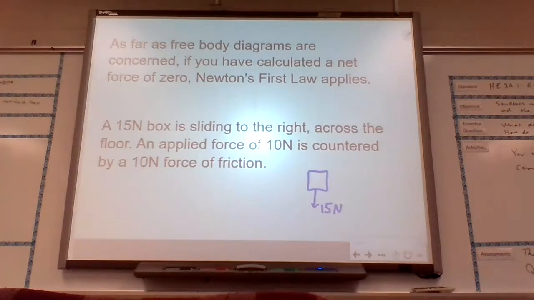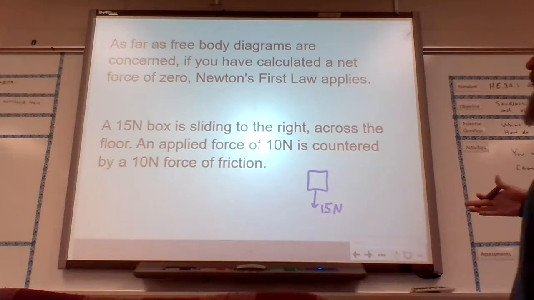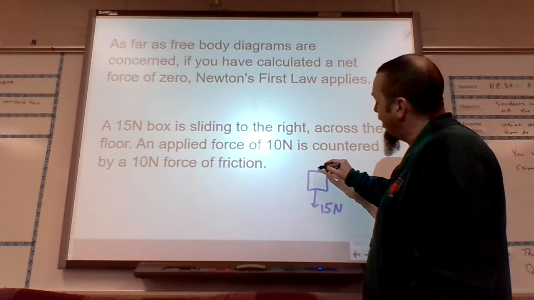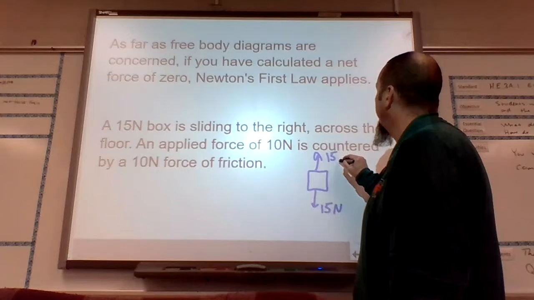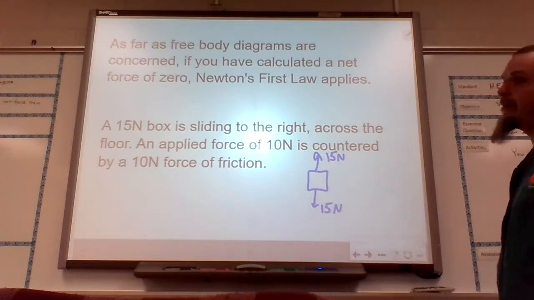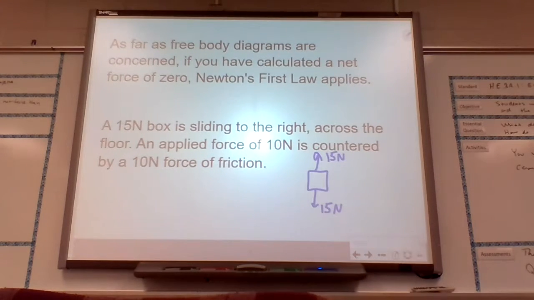We know it's sitting on the floor. So whenever an object sits on the floor or on any kind of surface, there's going to be a normal force that counteracts gravity. It's going to push upward with a 15 Newton force to counteract gravity. And again, what that force does is keep it from sinking into the floor. Keeps it from falling to the center of the planet.